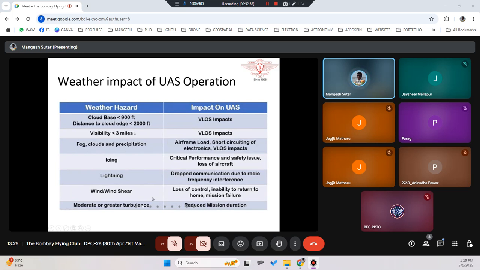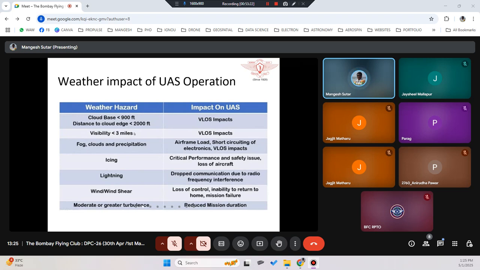Okay, wind or wind shear, that's the huge wind flowing: loss of control, inability to return to home, or mission failure. So if all of a sudden you are flying a drone, this is applicable more or less for fixed wing drones. When you are flying a longer distance, like you are flying from Mumbai to Surat, and you are in between near Dahanu, and all of a sudden you get a huge wind shear.